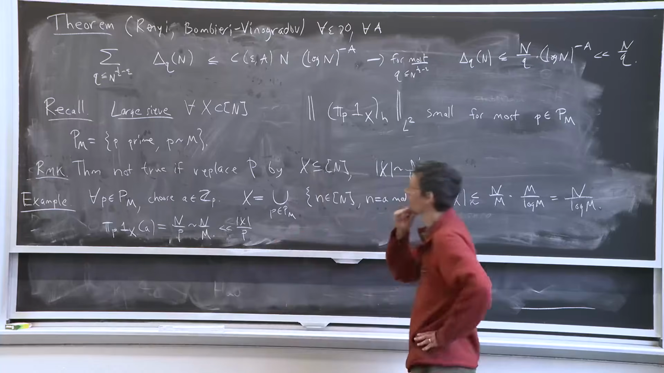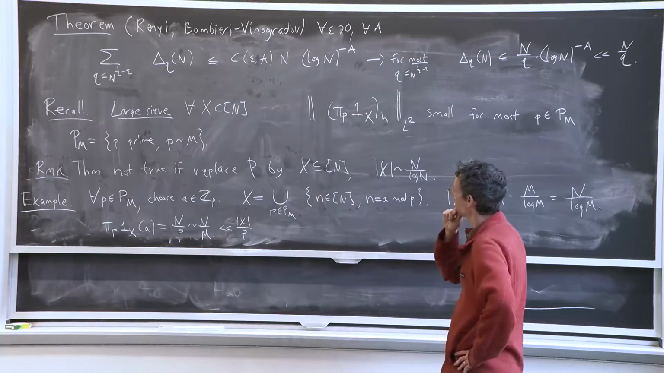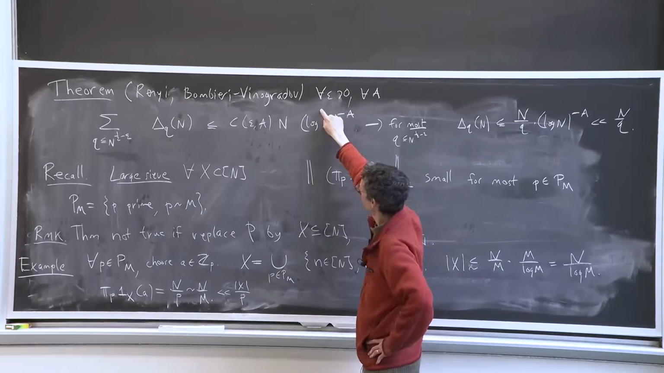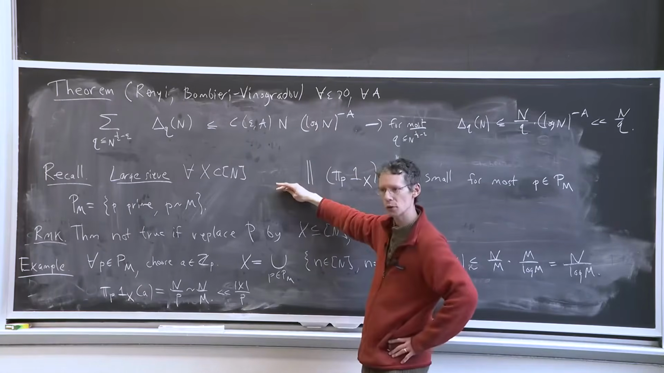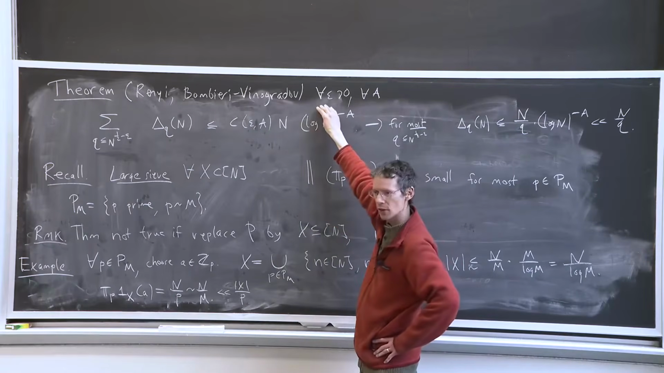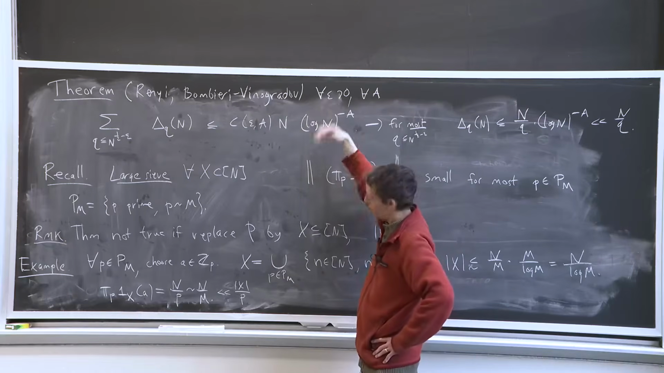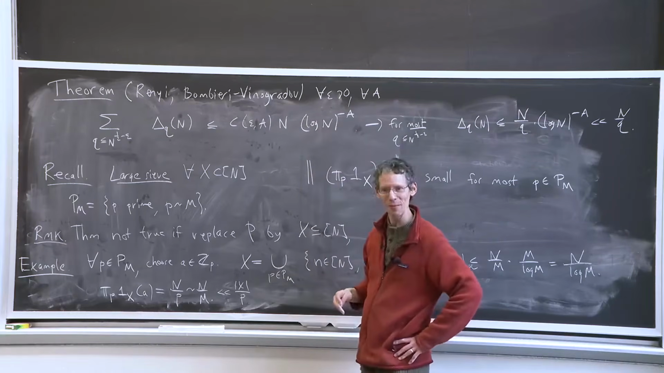OK, great. So this theorem is, we'll see, the large sieve is absolutely crucial thing in the proof. It's the main idea. But this is not a theorem about arbitrary sets. It's a theorem about prime numbers. And so the proof needs to use something about prime numbers.